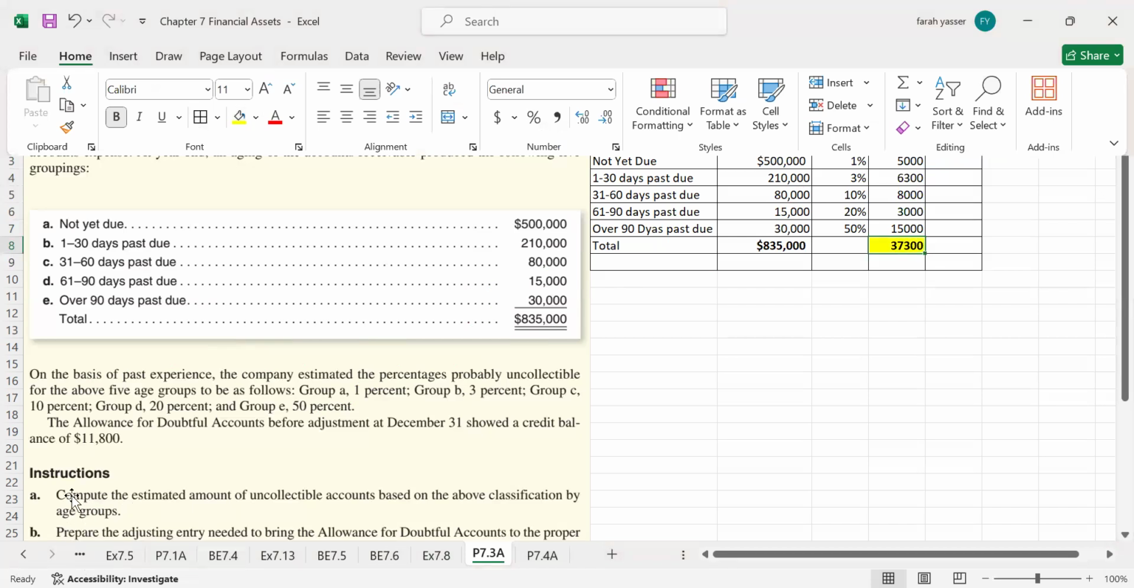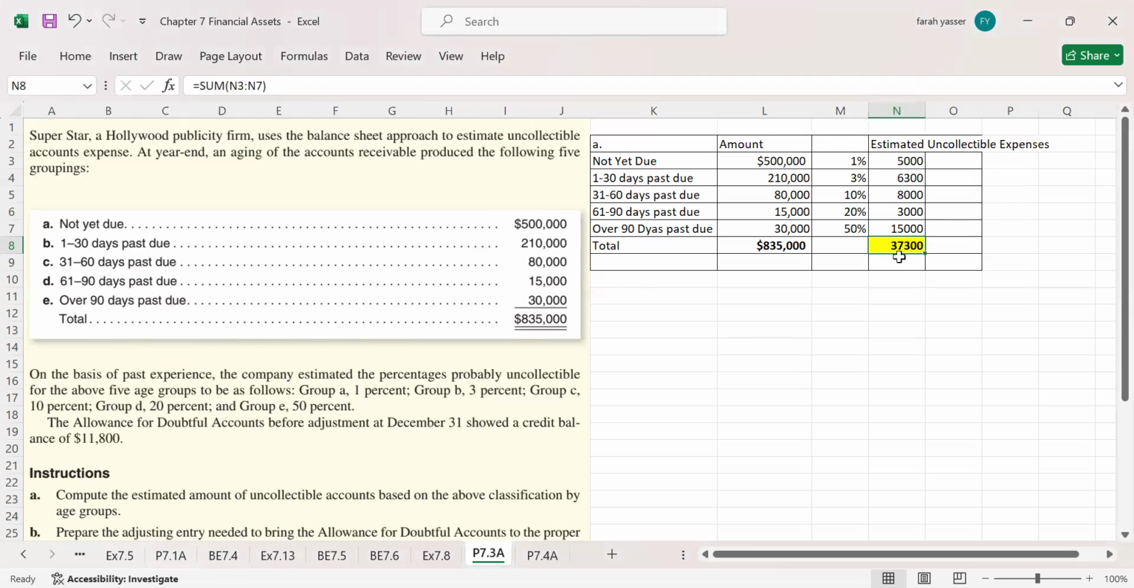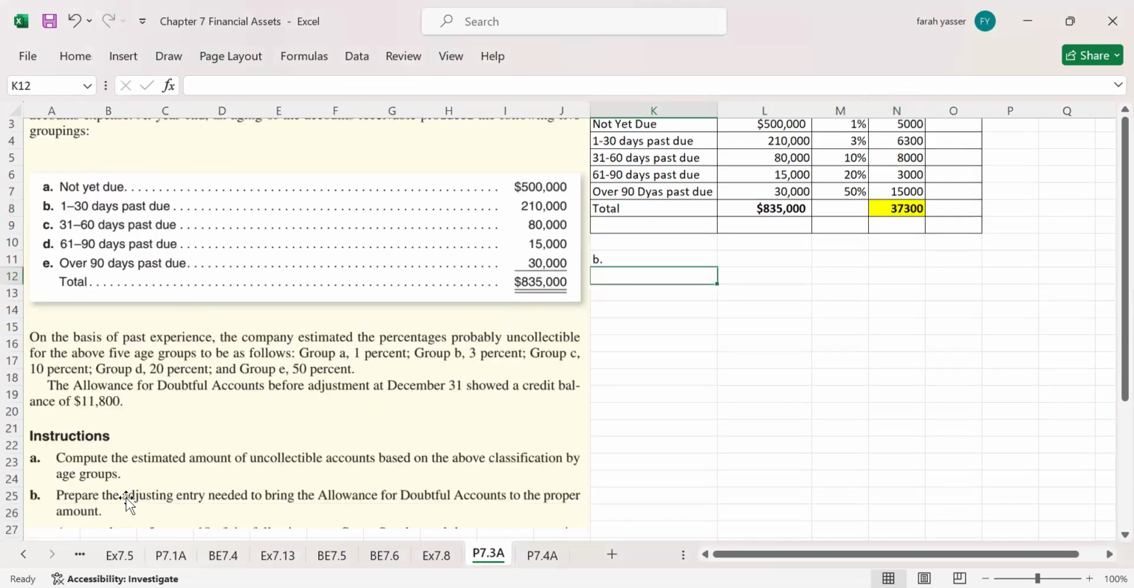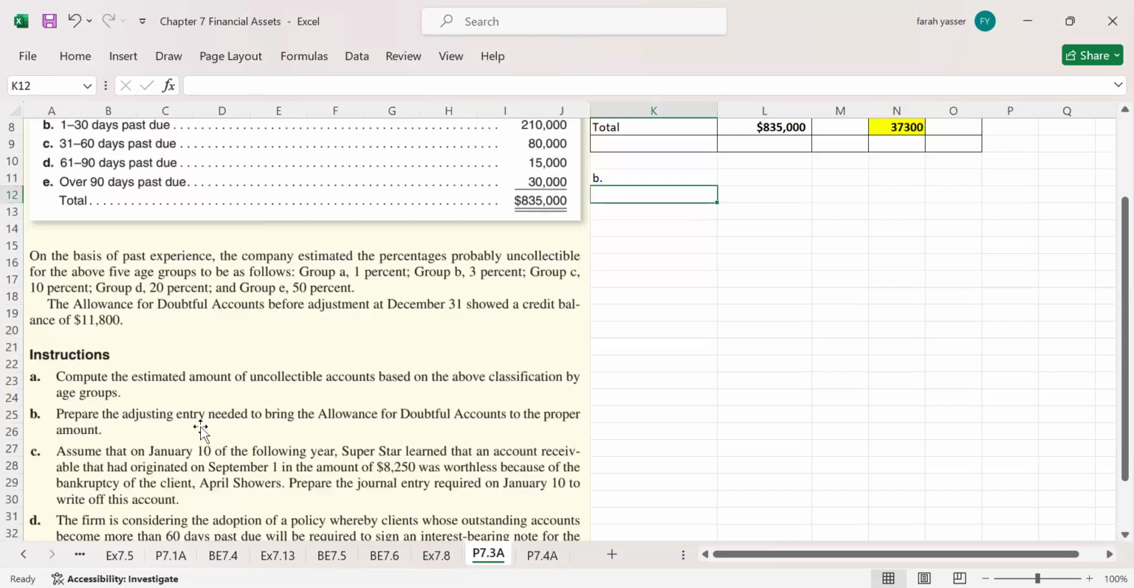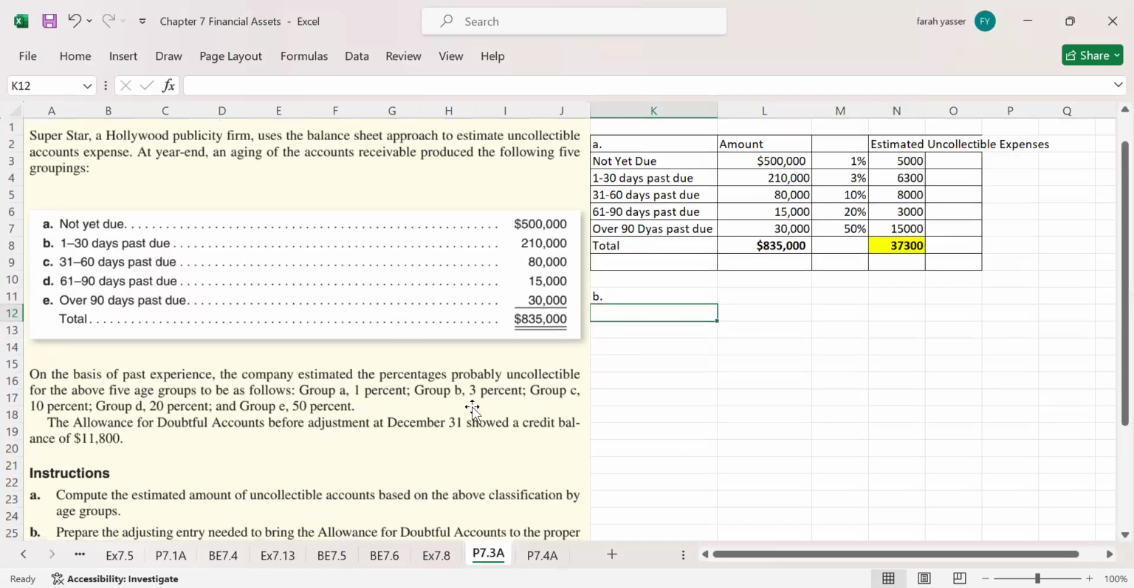What was requirement number A? Compute the estimated amount of uncollectible accounts based on the above classification by age group. By age group, we have calculated the estimated uncollectible amount, or expense, which is 37,300. We simply apply these percentages to the amounts given for the different lengths of time. The second requirement is to prepare the adjusting entry needed to bring the allowance for doubtful accounts to the proper amount. The adjusting entry is simply uncollectible accounts expense debit and allowance for doubtful accounts credit. But the main thing is to calculate the uncollectible amount.